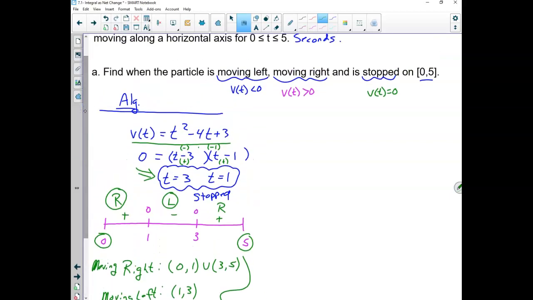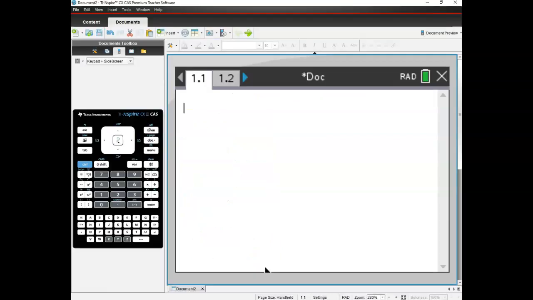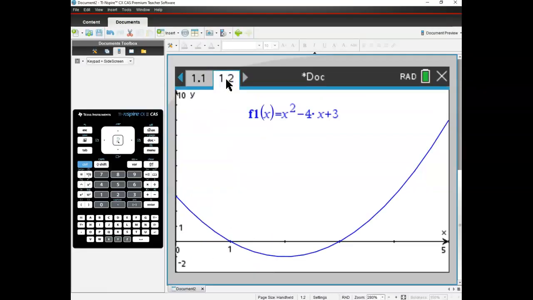Okay, if this were a calculator active test, I wouldn't expect you to be algebraically solving this thing. I would hope you are just going to come to your calculator and just graph that function. And what I did was I graphed my x squared minus 4x plus 3. Of course, I changed the t's to x's so I could graph it. And notice my window, I took my x window or my t from 0 to 5 because I don't want to see outside of the interval. And I just made sure it fit in my window.